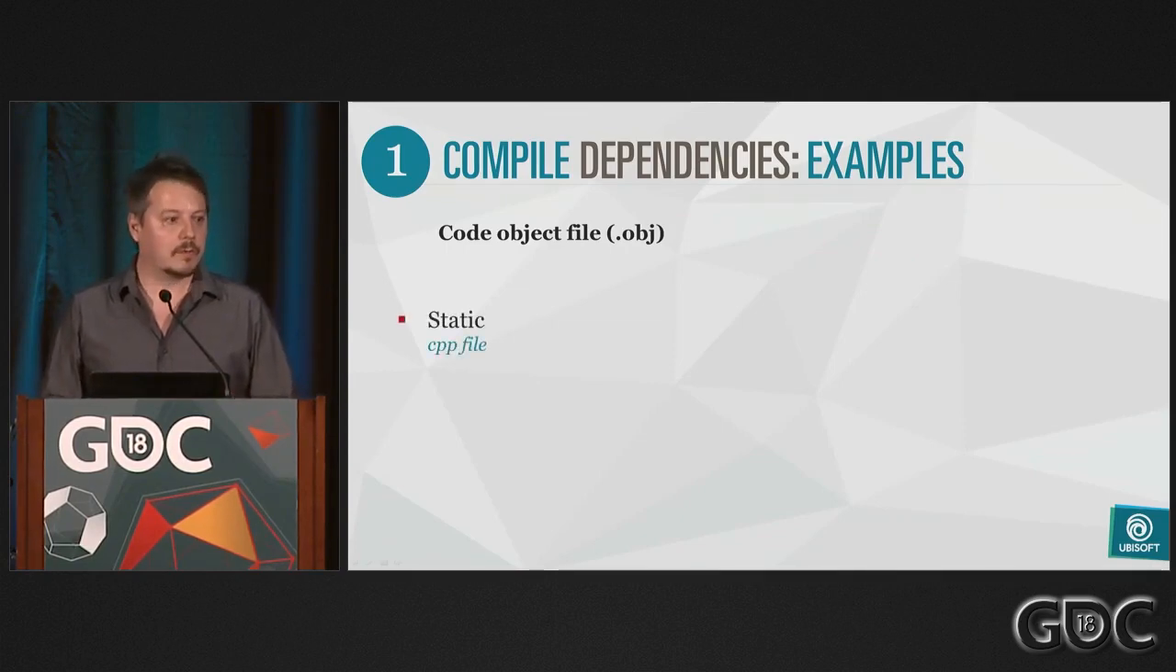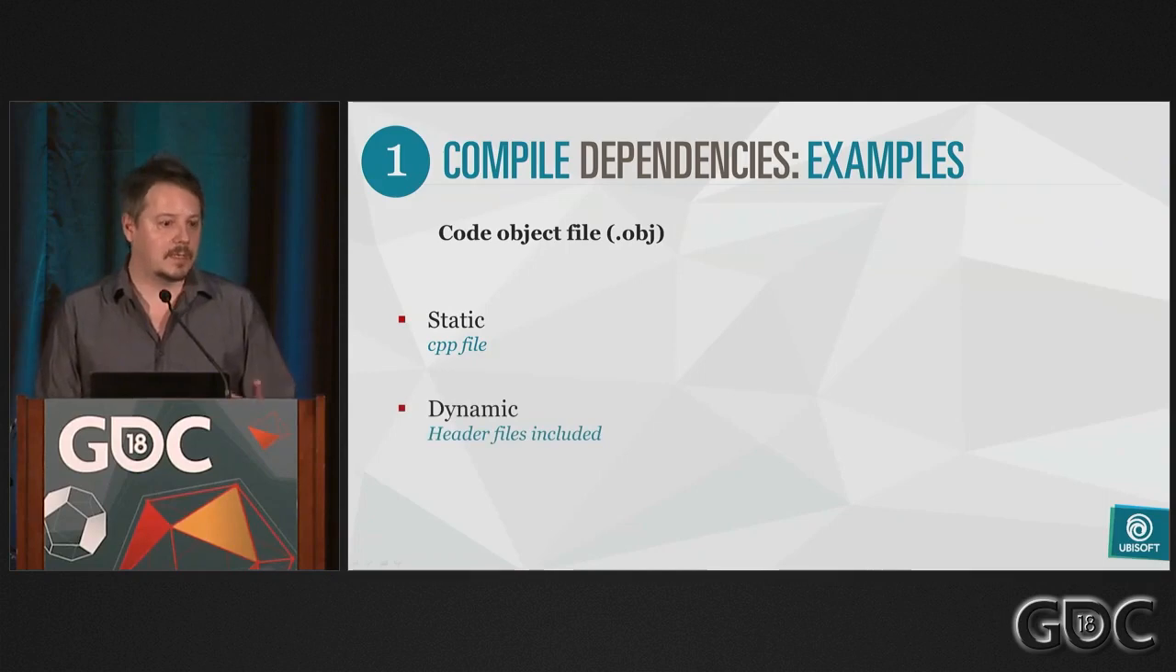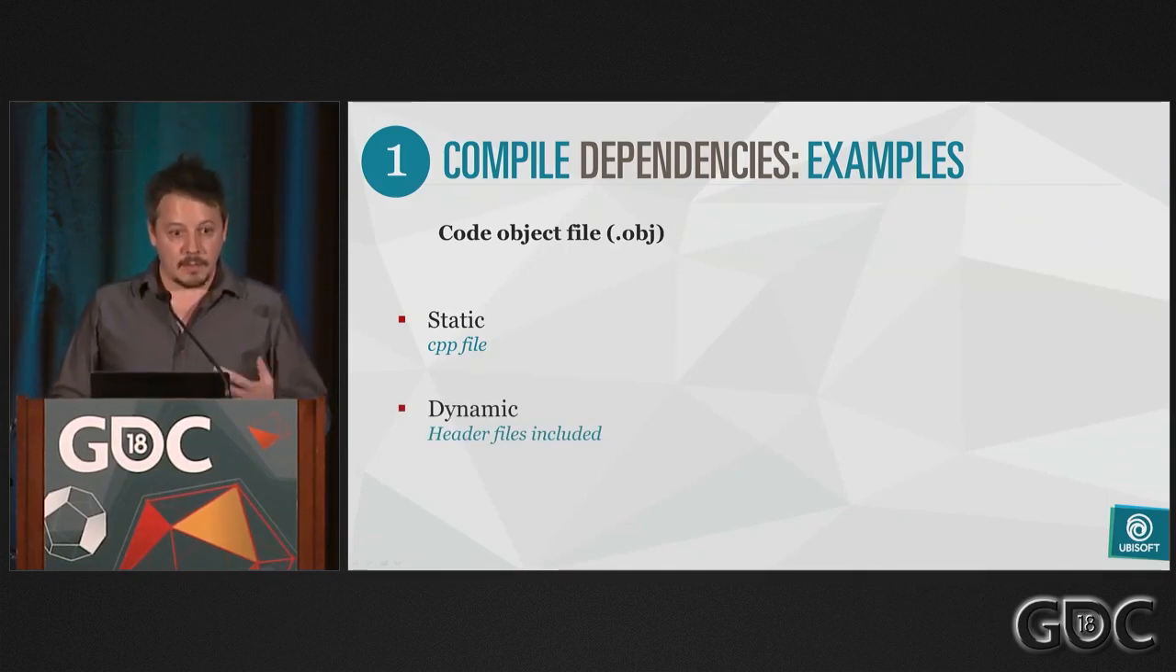We know right away that we need to compile the CPP file to produce this object file. But once we open this CPP file, we may discover that we have some includes in this CPP file that also have an effect on the outputs. Whenever one of those header files changes, we need to rebuild the object file. So it is a compile dependency, it has an effect on the output, but it's dynamic because you need to open the static dependency to discover it.